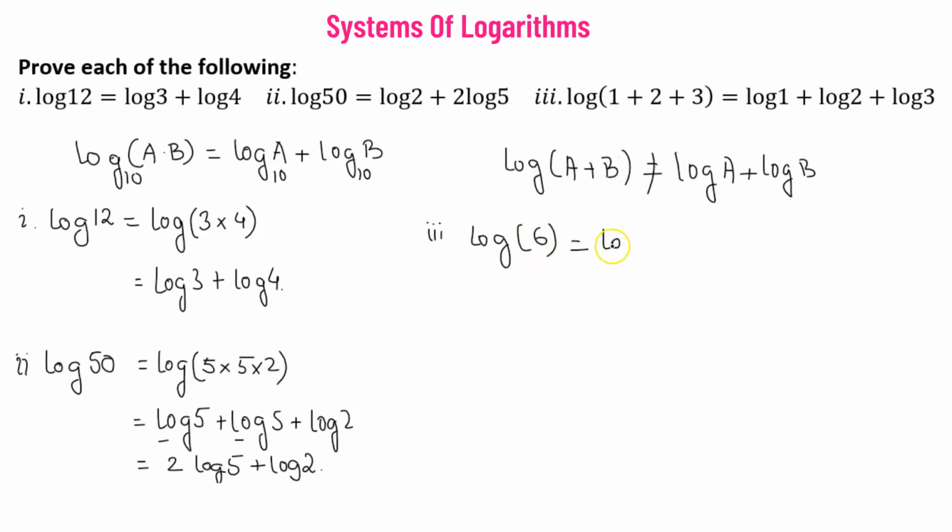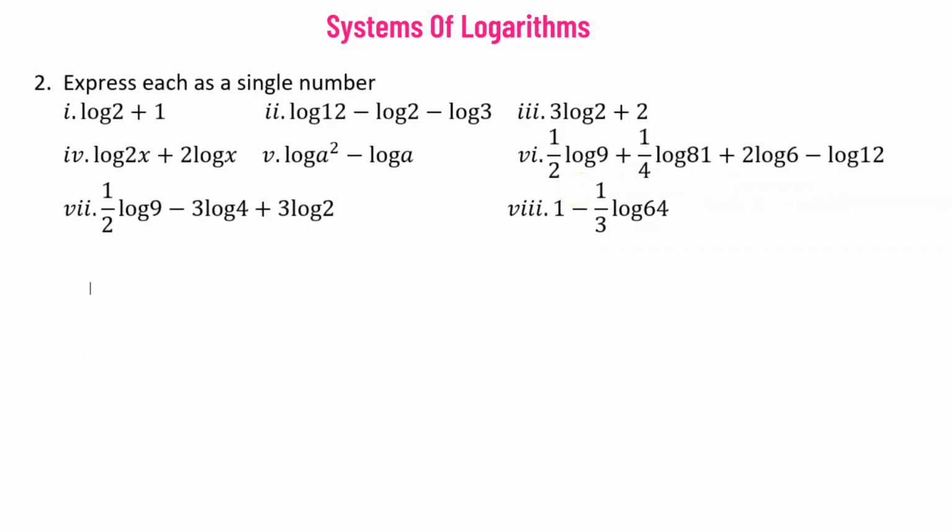Now, what's 6? What are the factors of 6? So that will be 1 times 2 times 3. Now we can apply the property. Then this will become log of 1 plus log of 2 plus log of 3. So this is how we have proved that log of (1 plus 2 plus 3) is equal to log of 1 plus log of 2 plus log of 3. Never make the mistake that log of (a plus b) is equal to log of a plus log of b. This is not true.